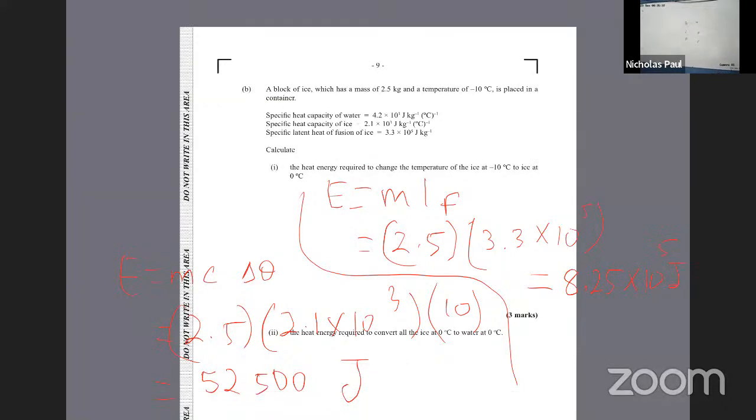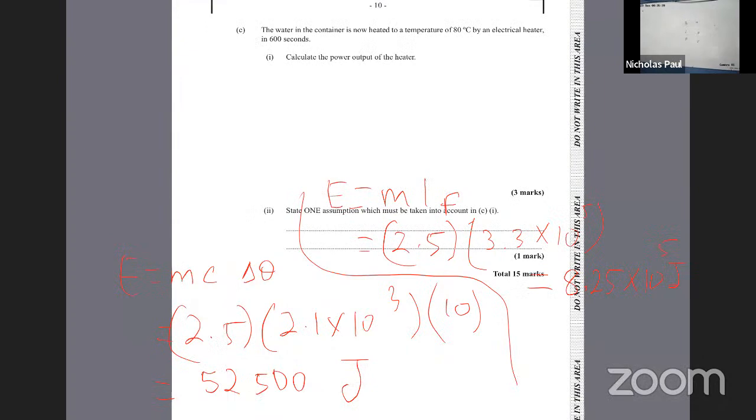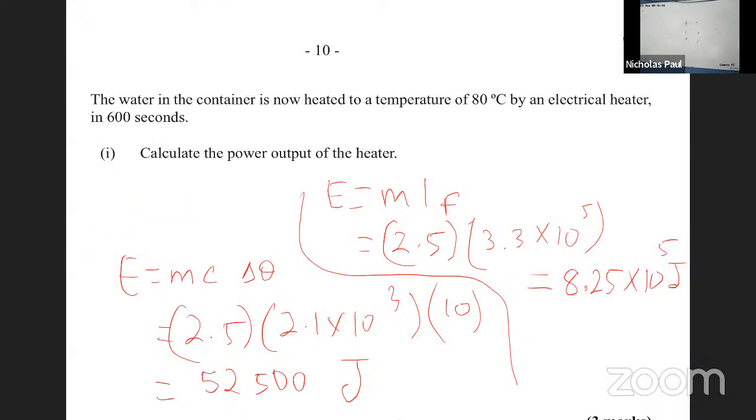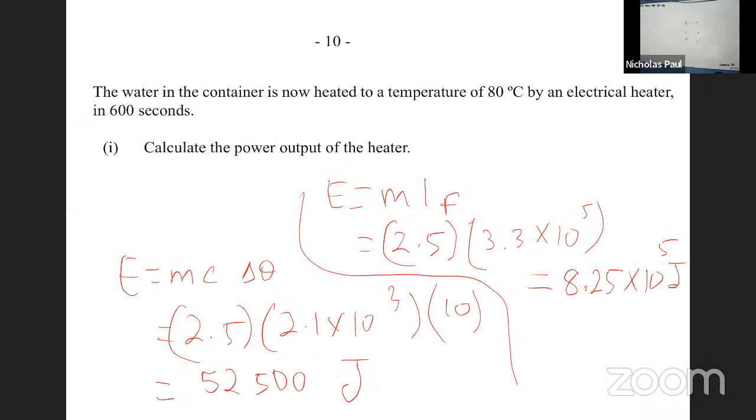Right, Kevin, again, you there? Next part. Yeah, nice. They want you to get the power output. The water in the container is now heated to a temperature of 80 degrees Celsius by an electric heater for 600 seconds. How do you find power?